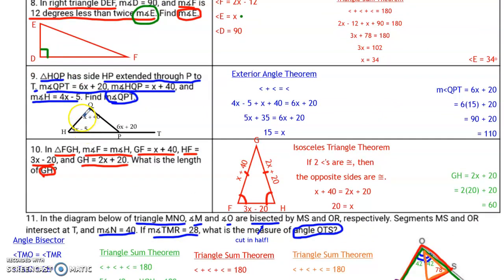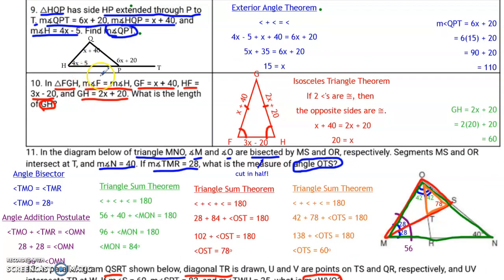For question 9, we drew a triangle. It says extended. Extended means it's going to have an exterior angle somewhere. So there's our exterior angle. We use our exterior angle theorem, which is remote interior plus remote interior equals exterior. You should know this. This was on your notes. Solve the equation and get x equals 15, and then we're asked to find QPT, which means we substitute it in.